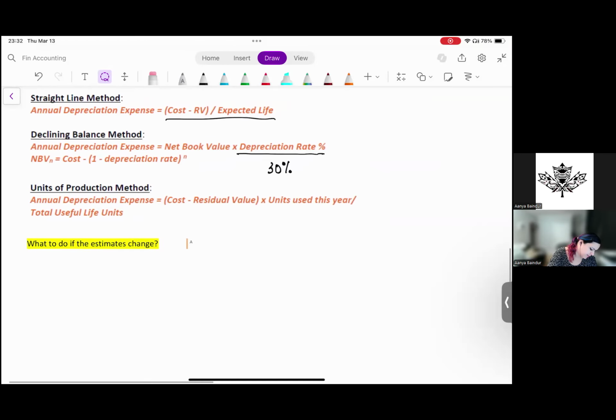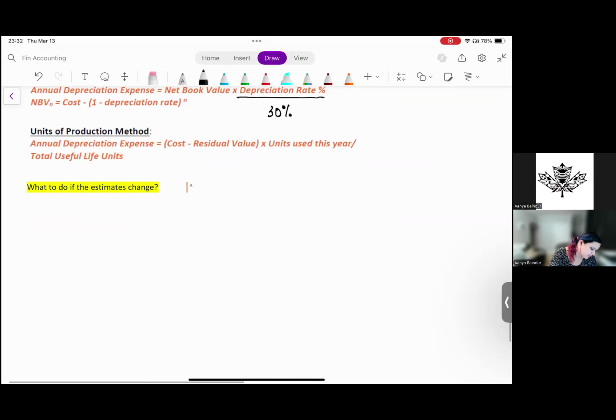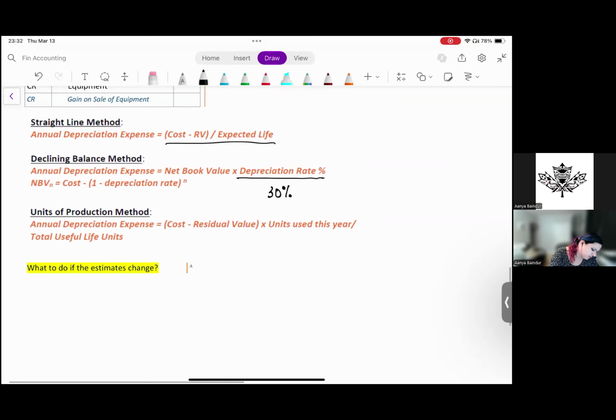Okay, now the next one is the units of production method. This, similar to the straight line method, takes into account residual value. Remember, declining balance does not care about the residual value. We only care about the net book value, which for each of the years will be the original cost of the equipment minus how much the equipment has depreciated so far.